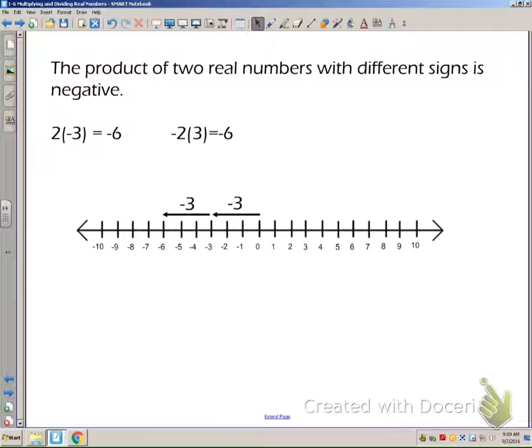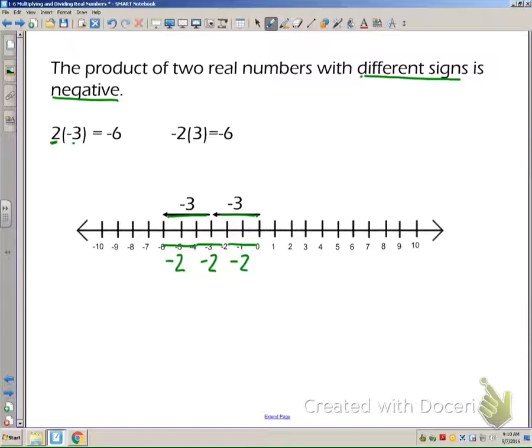Okay, the product of two real numbers with different signs is negative. So, key thing here, if we have different signs, then it's going to be a negative answer. And the way that you can think about this, you've got two of the negative threes. I've got two of them. So -3 and -3 more makes -6. Or you can think of it as having three negative twos. So I've got 1, 2, 3 negative twos, giving me an even larger -6.